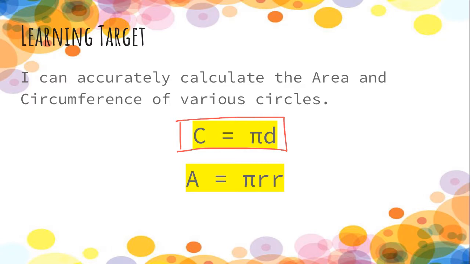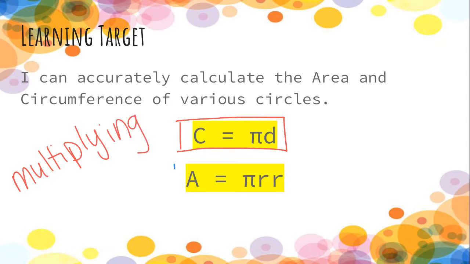There is no operator there. You don't see an adding, a subtracting, a multiplying, or dividing. But if there's no operator, it always means you are multiplying. And for area, I want you to take pi times the radius again.